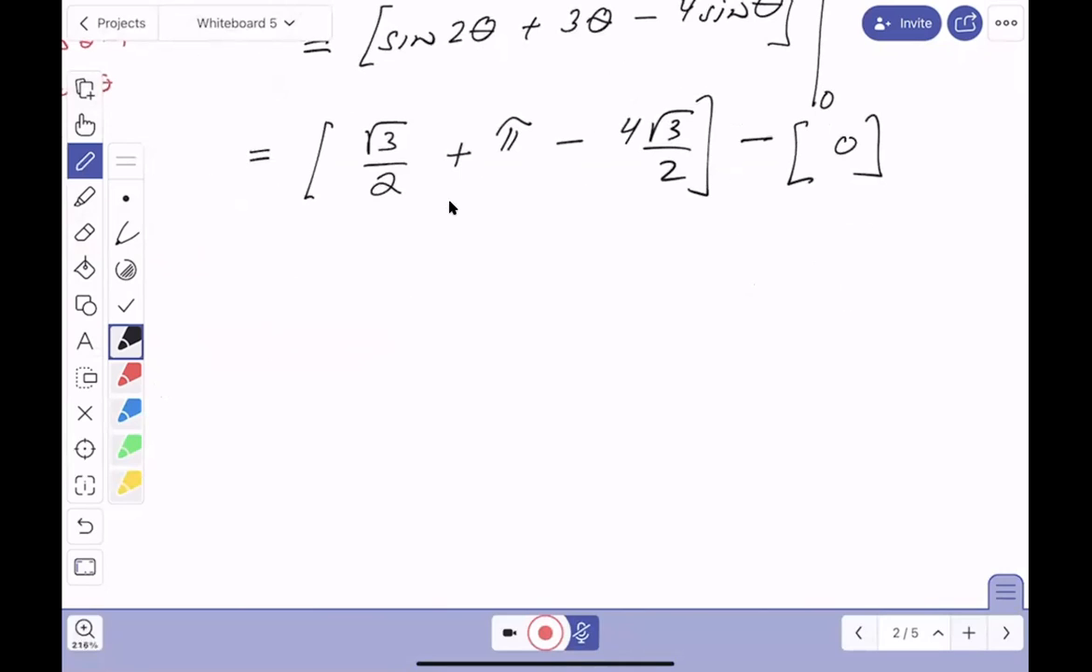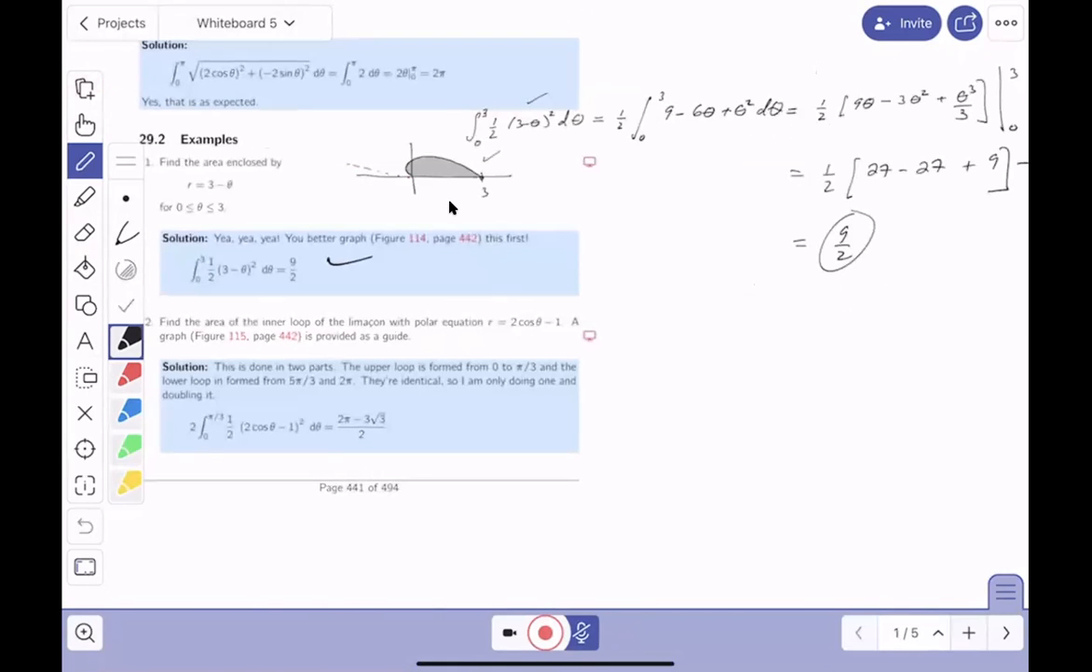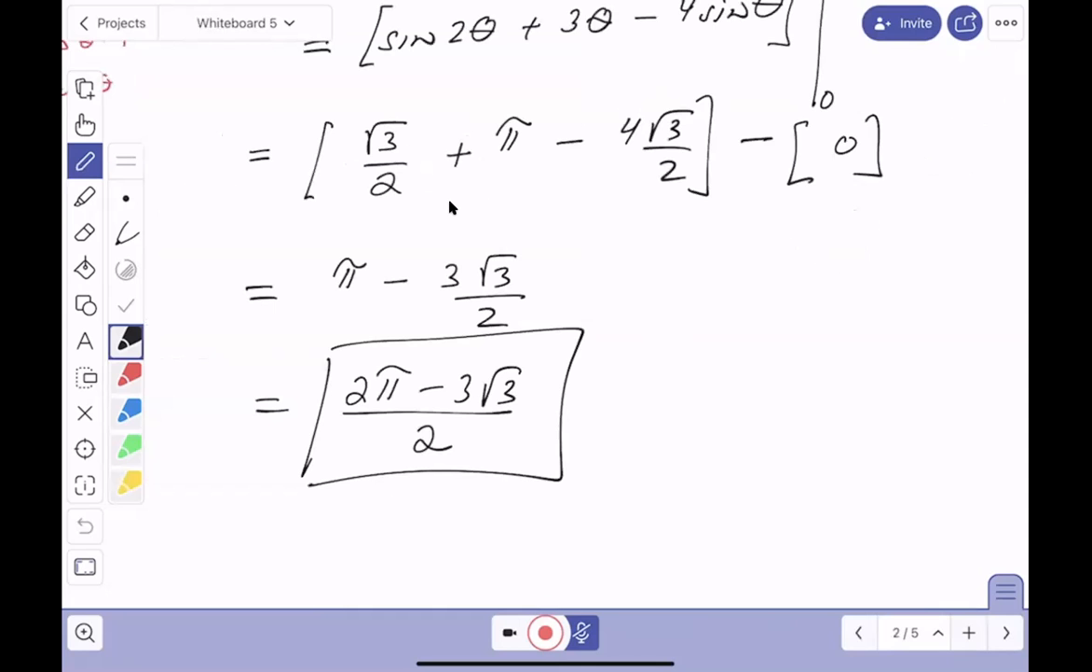I got to do this work now, right? What do you get? Well, you get, let's see, pi minus 3 root 3 over 2. I'm going to make one fraction of that. That's a 2. So it'll be 2 pi minus 3 root 3. Put a box in that. I did all that work. I saw the picture and let's see if we got the right answer. Yeah, 2 pi minus 3 root 3. Yeah, we did it right.